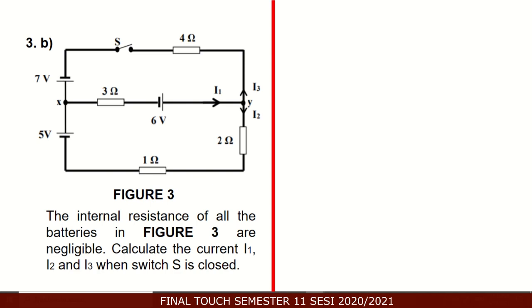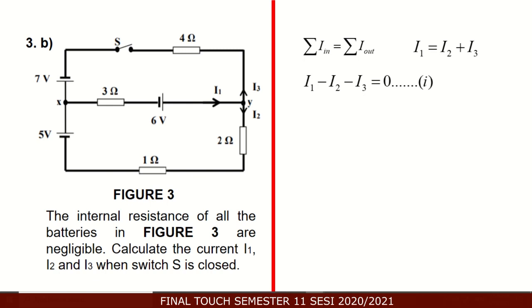First, we can apply the first law at any junction. Summation I in must equal I out. So we can use junction Y. I in here is I1 and I out here is I2 and I3. So you can determine the equation for the first law. I1 equals I2 plus I3. So we rearrange this equation, and you get I1 minus I2 minus I3 equals 0. So this one is equation 1.